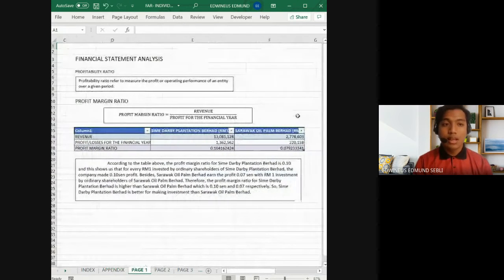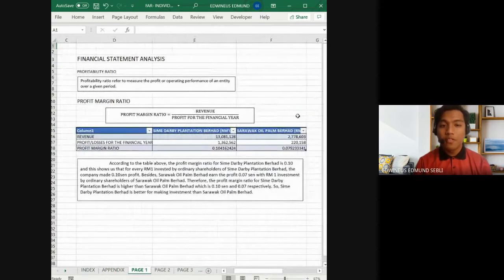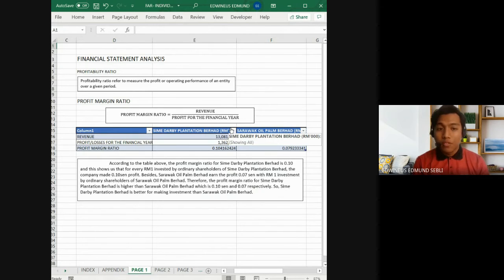So this is the profit margin ratio for both companies that I chose, Samdabi Plantation and Sarawak Oil Palm. So what is profitability ratio? Profitability ratio refers to measuring the profit or operating performance of an entity over a given period. So this is the formula for profit margin ratio: profit for the financial year divided by revenue.